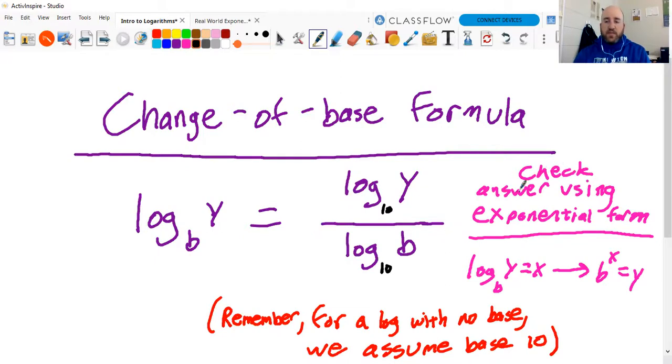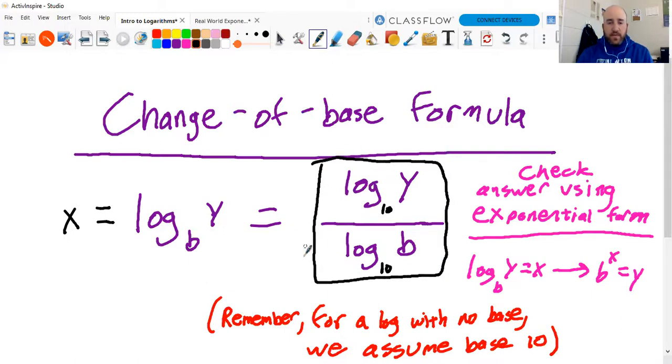But the one thing you can do when you do the change of base formula is to check your answer using exponential form. Here's what you've got to remember: log base b of y, I'm putting it on the other side, is equal to x. But I also know log base b of y is equal to log of y divided by log of b. So this is my x. This is the x I'm looking for.